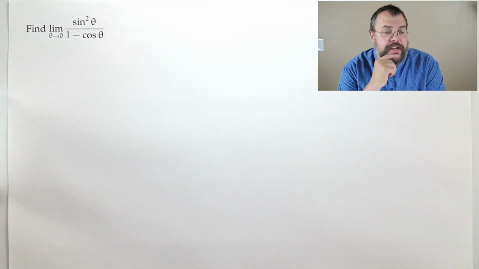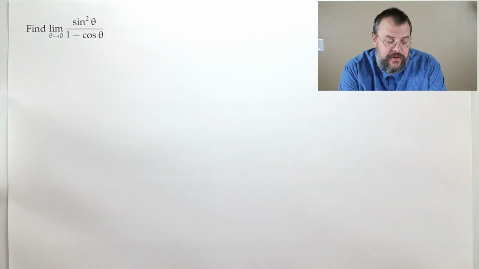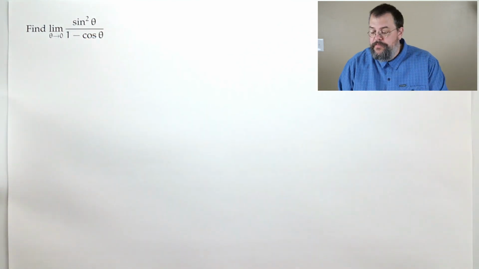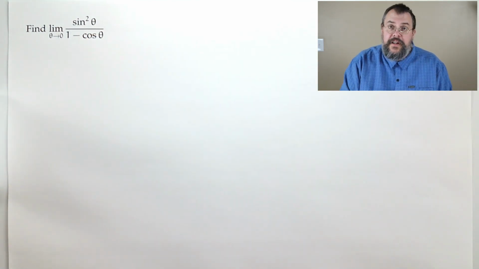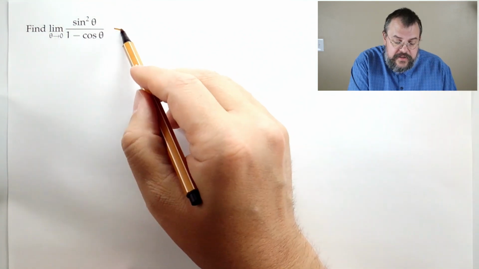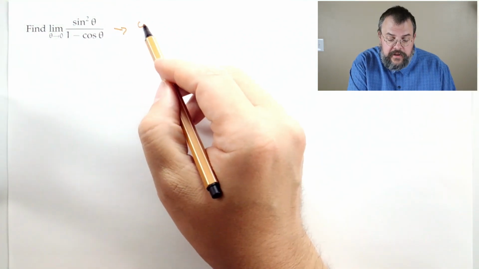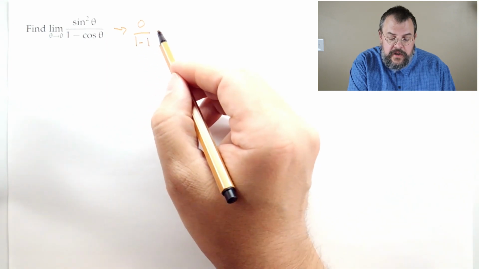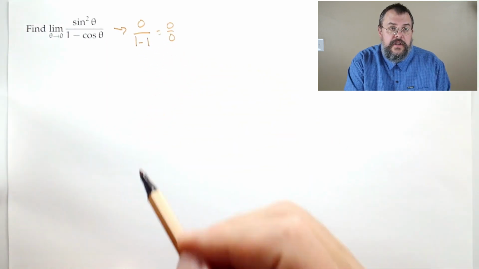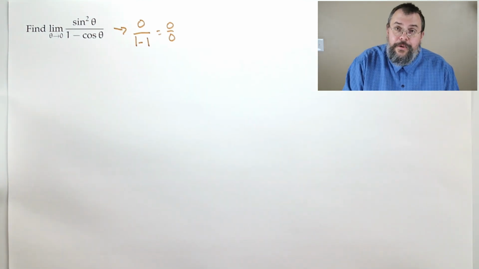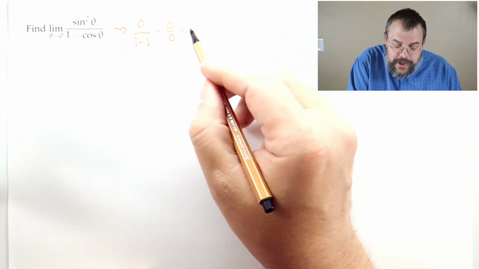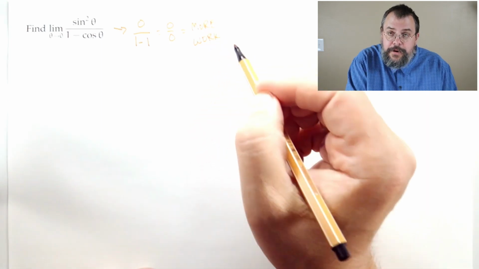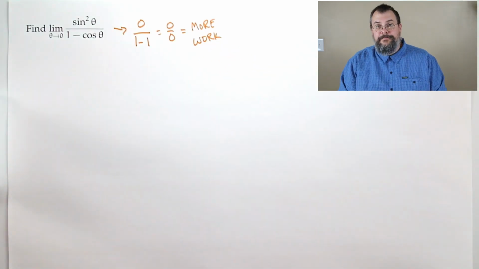Ooh, something involving trig. Find the limit as theta goes to 0 of sine squared of theta over 1 minus cosine theta. Well, what happens when we plug in 0? Upstairs, you get sine of 0 squared, which is 0. Downstairs, you get 1 minus cosine of 0, 1 minus 1, or 0. Now, we see 0 over 0. Of course, we think this means more work.